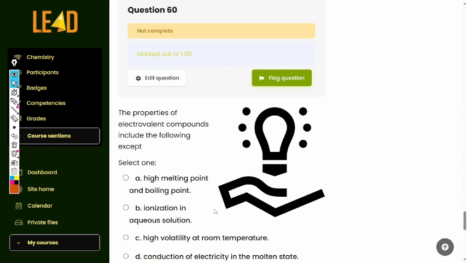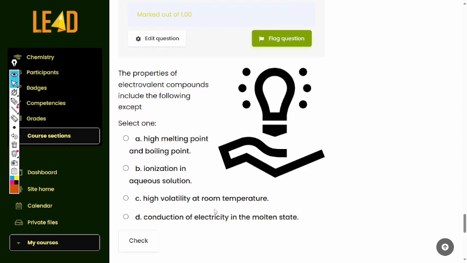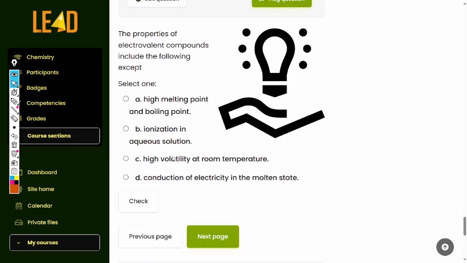(60) The properties of electrovalent compounds include the following except... So let's see, electrovalent compounds have high melting and boiling points because of the strong force of attraction between the ions. So it takes a lot of energy, heat energy, to break the ionic bond between them. Now, they do ionize in solution. So for instance, sodium chloride can ionize in solution to give you sodium ion and chloride ion. So this is also correct.